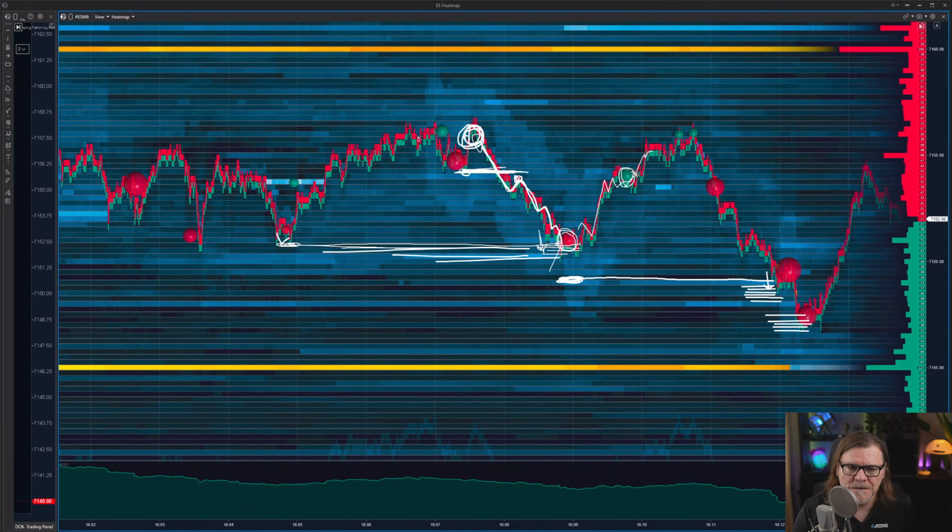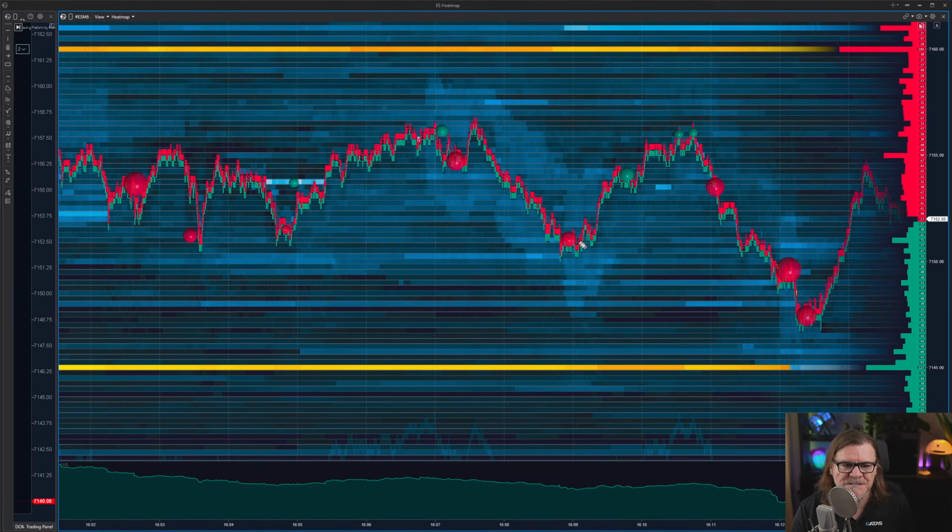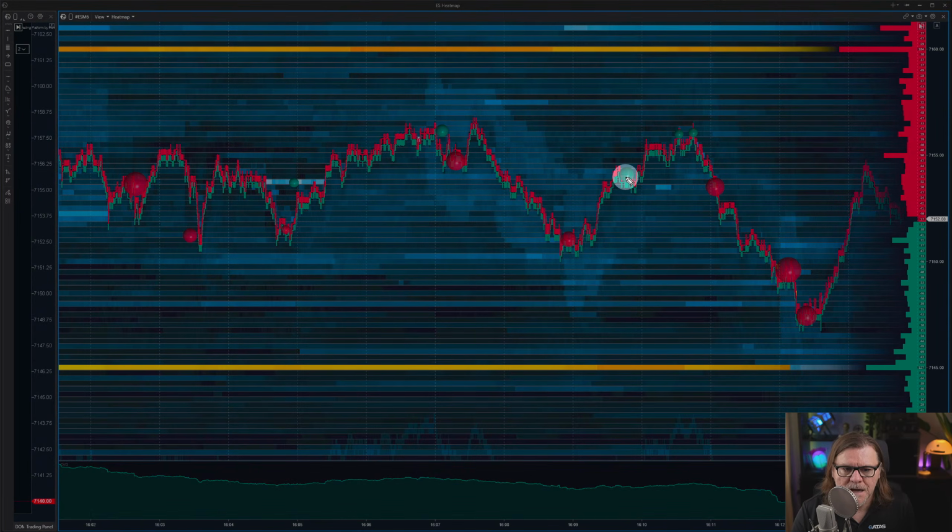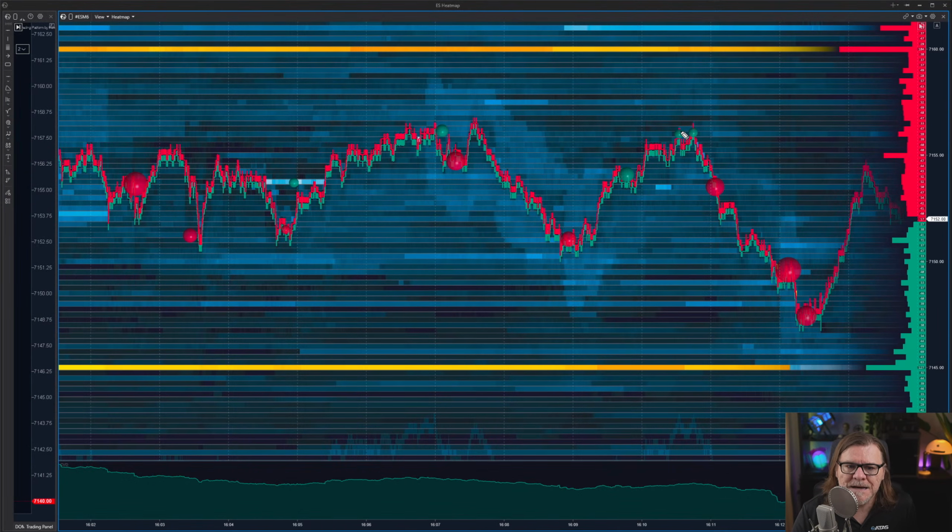Then there are green bubbles. Maybe this whale sold here because the sizes of the bubbles are quite similar, aren't they? And then there are these bubbles. You see that? Green. Why is it green at the top of the movement? Absorptions. That is crucial.